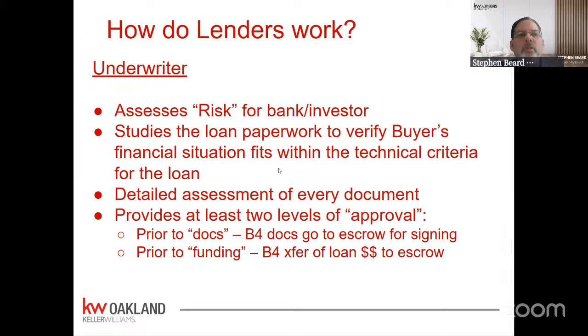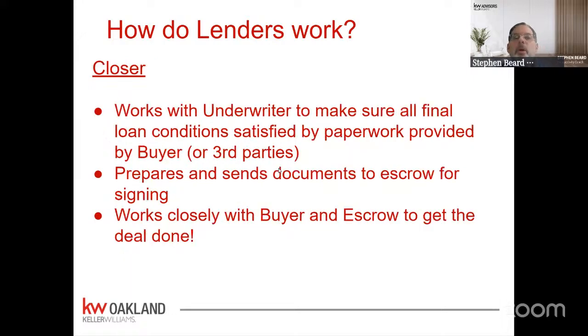But there's another person involved. There's another part of the lending process, and it's called the closer. The closer works with the underwriter to make sure all the final loan conditions are satisfied by the paper provided by the buyer or by third parties. Could be a former employer, right? Could be an ex-spouse. Whatever the paperwork is, there's usually someone closing the file.